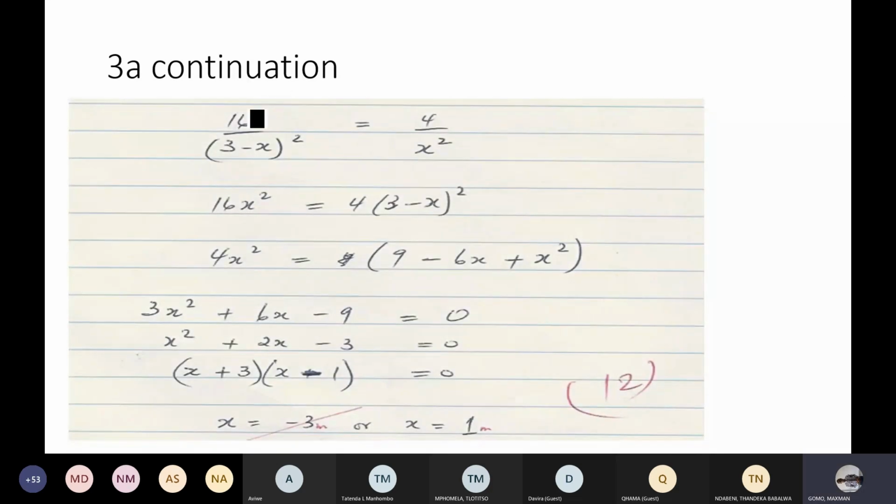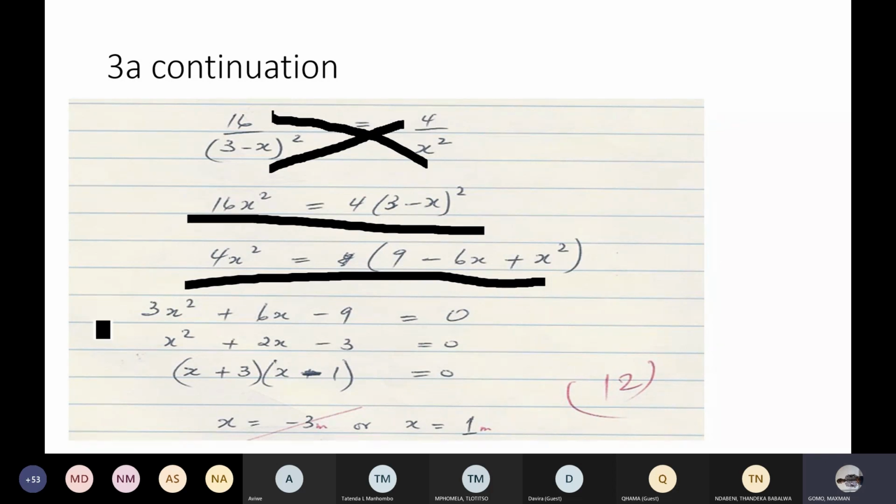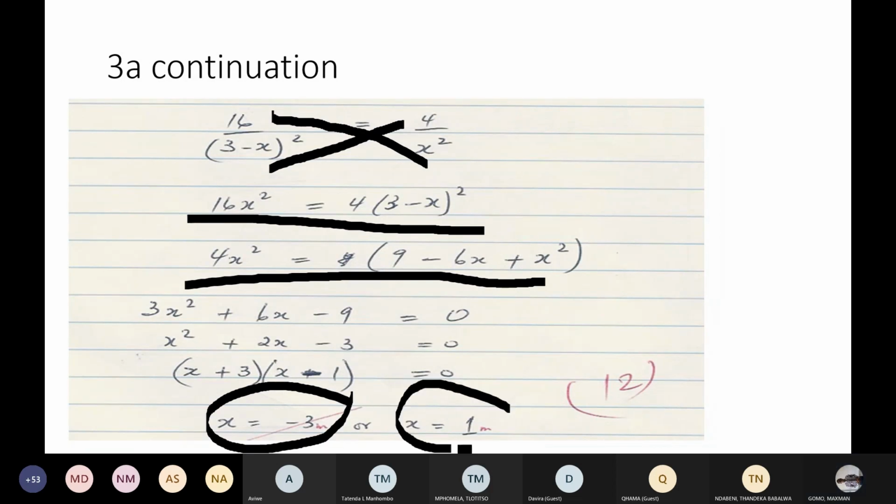You have a simplified equation. They didn't ask to simplify, but you can simplify further by dividing both sides by 4. So at the end of the day, you have an equation like this, folks. How did we get there? We cross multiplied: this multiplied by this, and then this multiplied by this. And then you have an equation like this. Then when you introduce this into the bracket, you end up having something like this. Then you solve this quadratic equation. And then your answers are going to be x equals negative 3 meters, or x is equal to 1 meter.